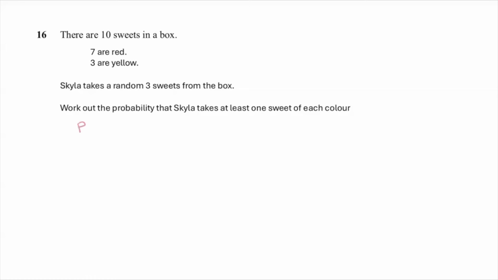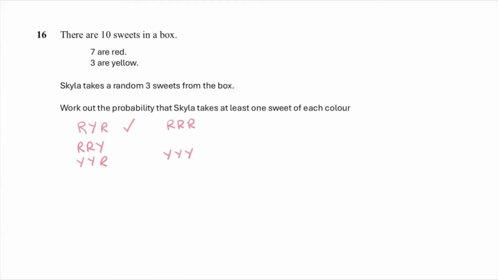So you could pick a red, a yellow, and then a red, and you have got at least 1 of each. You could get red, red, yellow, and obviously you can have a lot of different combinations. The only combinations that don't get a tick would be if they were all the same. Red, red, red, and yellow, yellow, yellow.